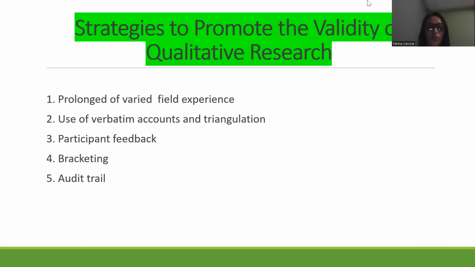Strategies to promote validity, of course, in qualitative research. Just as threats to validity must be considered and managed in quantitative design, factors that might jeopardize the credibility of qualitative studies should also be recognized and addressed.